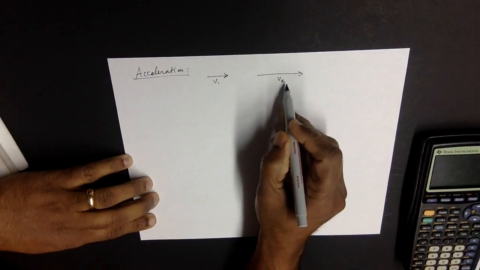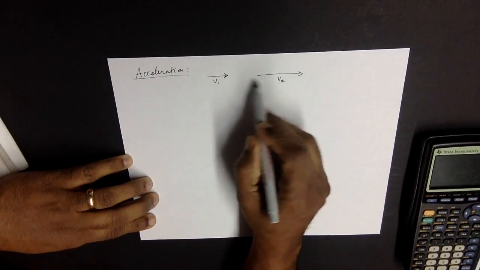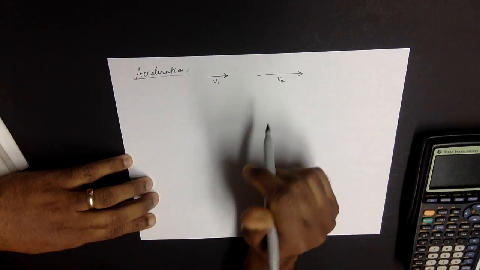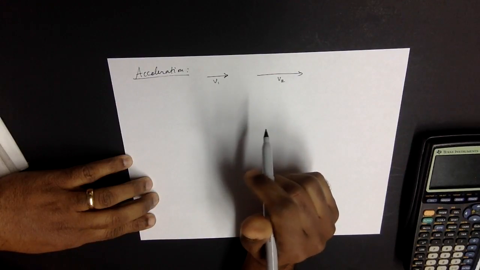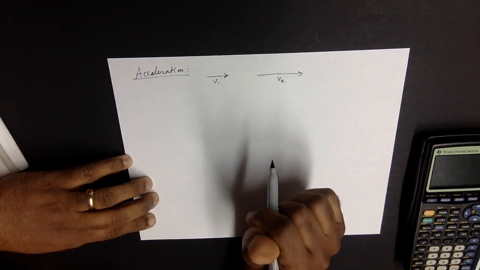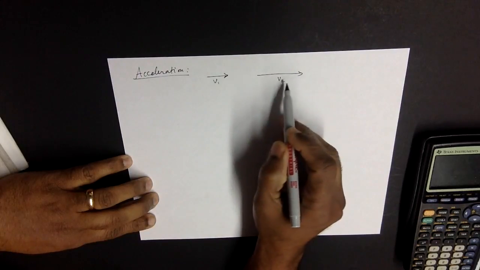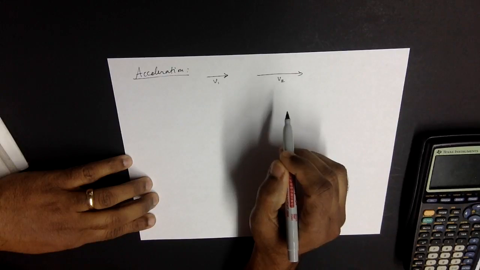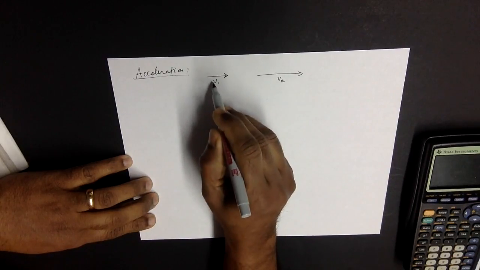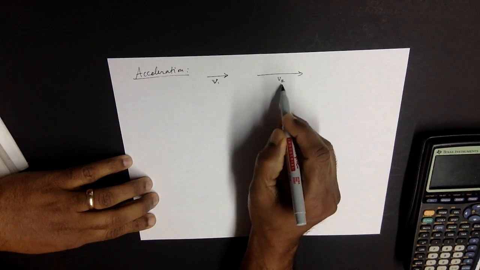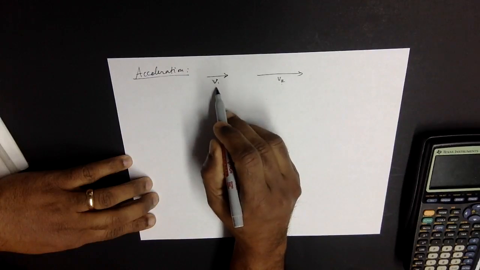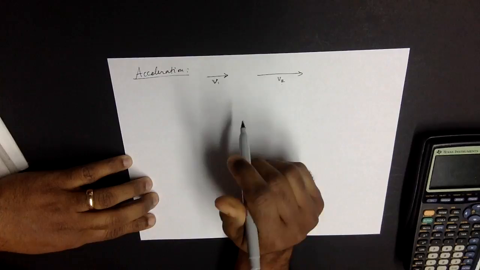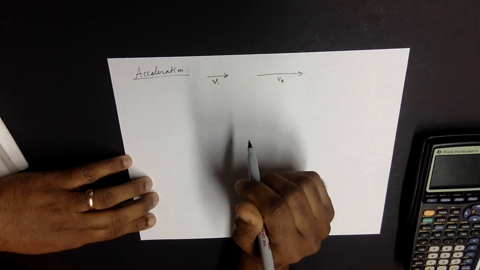Obviously, this velocity is more than this velocity by the length of the arrow. The direction of the arrow is what tells you the direction of the velocity. So the way the arrows are oriented tells you which way the vectors are headed. So this is a velocity v1, and that's a velocity v2. And if something changes its velocity from this to this, that means it is accelerating.